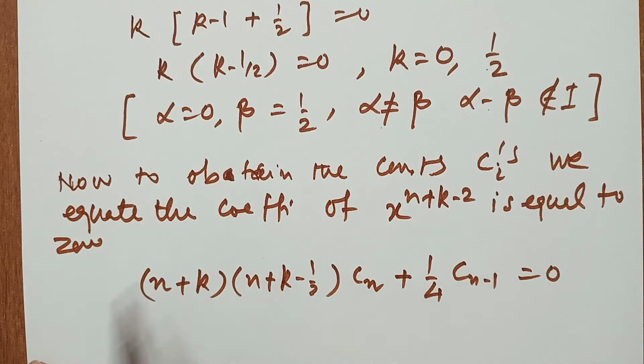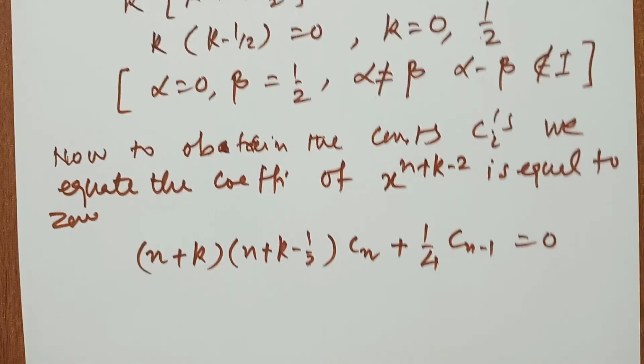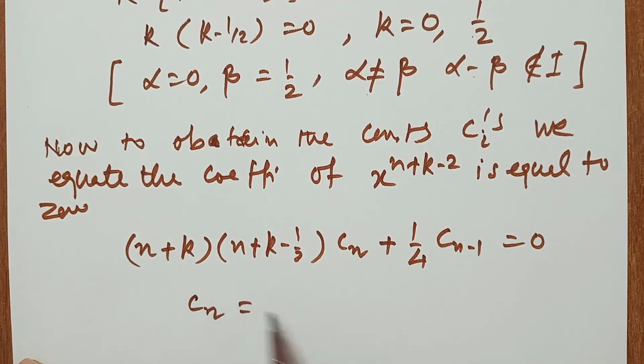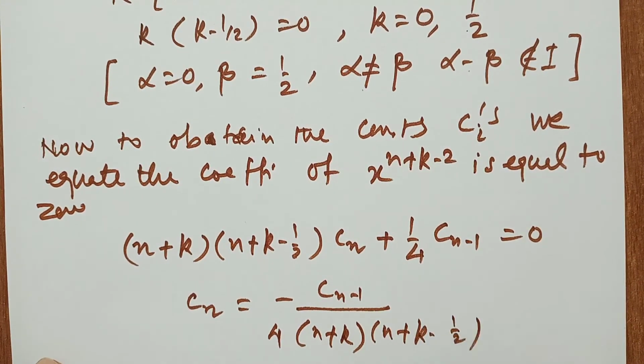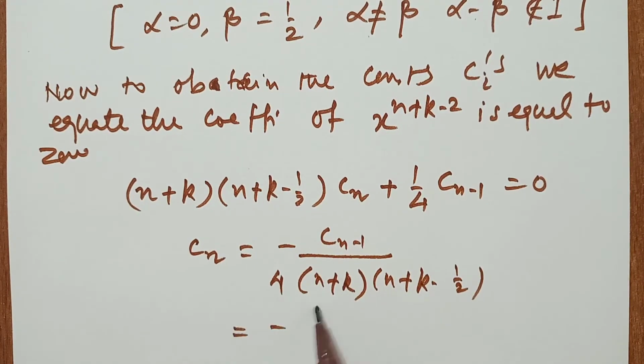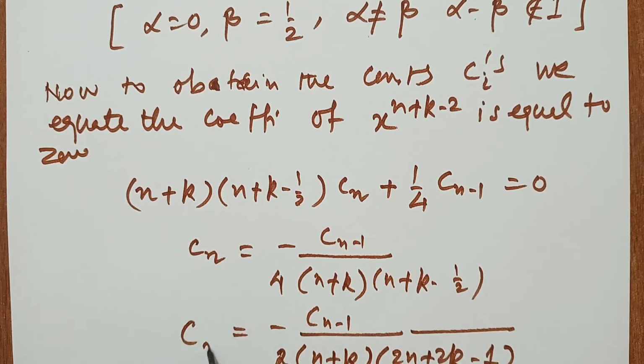This is the main equation to obtain the coefficients, means we can obtain all constants very easily by this equation. So now C_n is equal to, on the right hand side, minus C_{n-1} upon 4(n plus k)(n plus k minus 1/2). This we can solve very easily: C_{n-1}, 2 cancels, so C_n equals minus C_{n-1} upon 2(n plus k)(2n plus 2k minus 1).